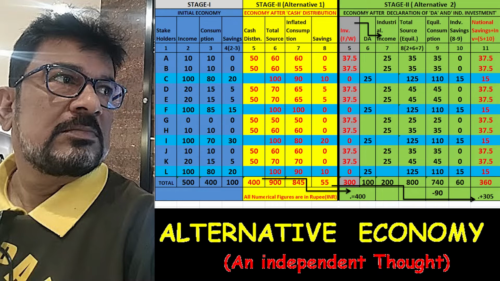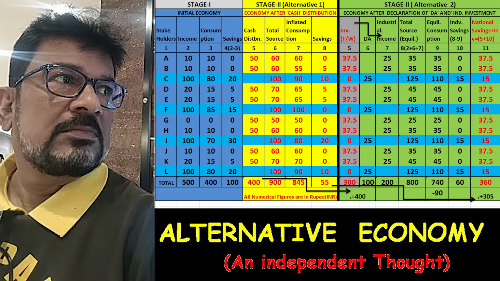Here in stage 2, alternative 1, cash of 50 each has been distributed to the stakeholders, except those marked C, F, I and L. The four stakeholders have fixed, stable income, like servicemen or something like that. Those who have this stable income don't need the money, and therefore the 50 rupees cash has been distributed to all the stakeholders except C, F, I and L, and in this way 400 rupees has been distributed.